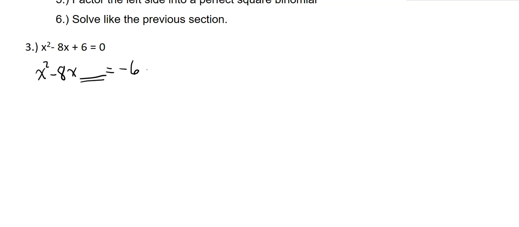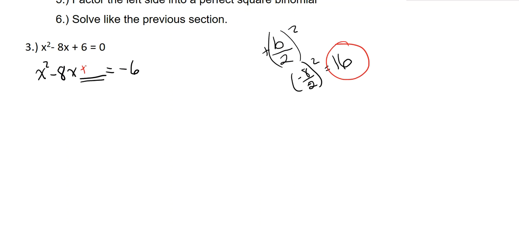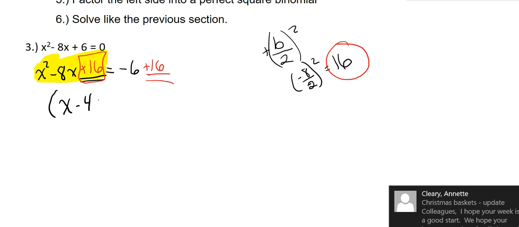The next step says I need to add (B over 2) squared to both sides. Well, B is negative 8. So negative 8 divided by 2, squared, is negative 4 squared, which is 16. So I'm going to take that 16 and add it to both sides to keep it balanced. And you see how that fits in that spot nicely. What that does is make this a PST, and so we're going to factor it as such.